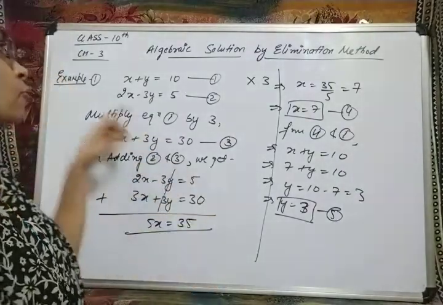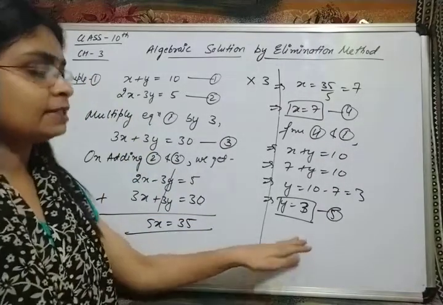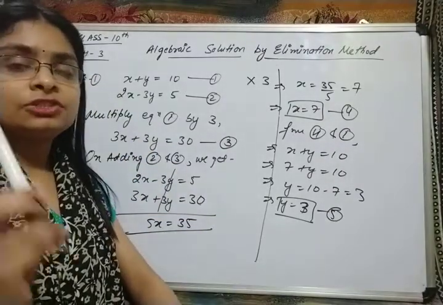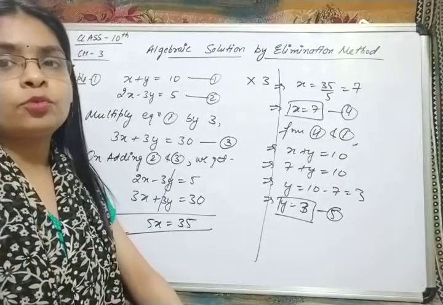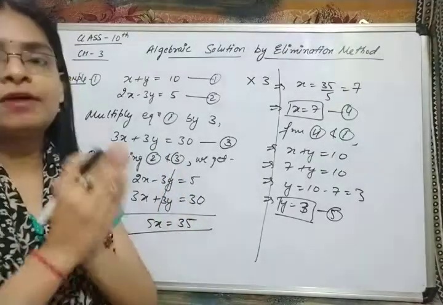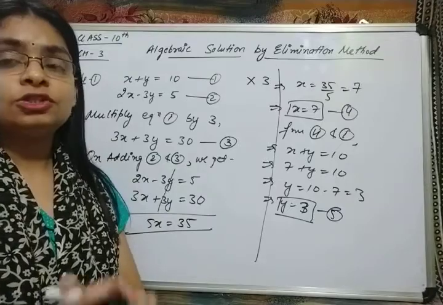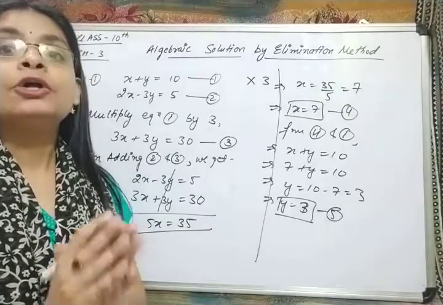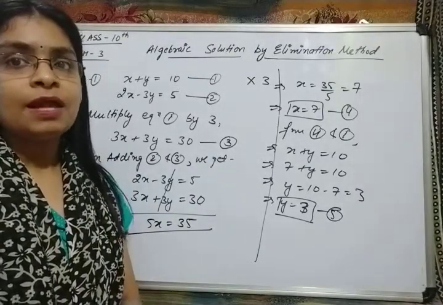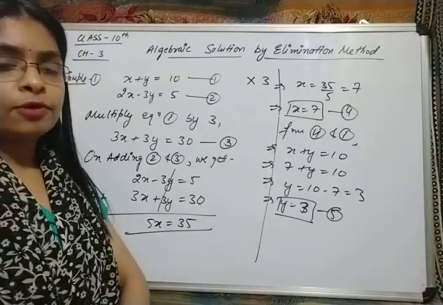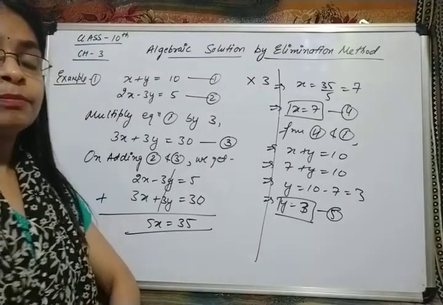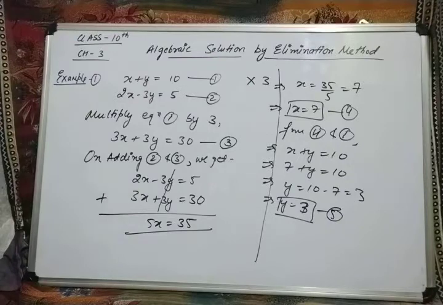So you can do either thing. You can either make the coefficient of x the same or y the same. We'll always get the same answer. But you have to remember where we have to add the equations, where we have to subtract the equations, and you have to make the coefficients numerically equal. Now I'm going to do one more type of question on this. But before that, just pause the video and note this down.